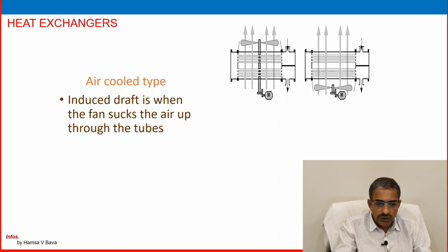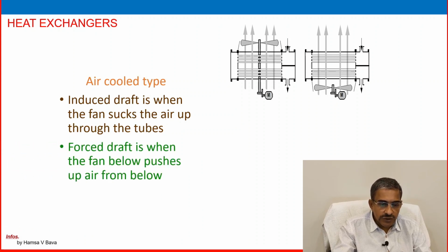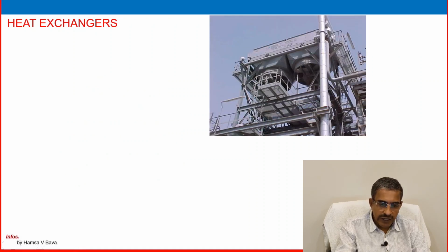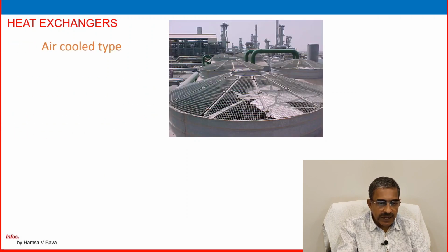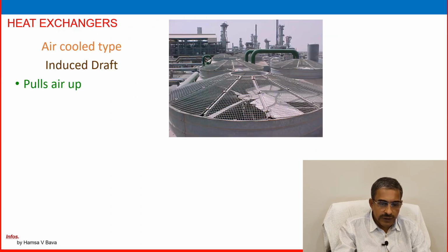There is induced draft and forced draft. Induced draft is when the fan sucks the air up through the tubes, and forced draft is when the fan is below and pushes the air up. So this one is the induced one, and this is the forced one. The two types of construction are one with the fan on the upside and one with the fan on the downside, with the motor and other details. This is one real image from the field, forced draft, and this is air cooled induced draft, where air is pulled up.